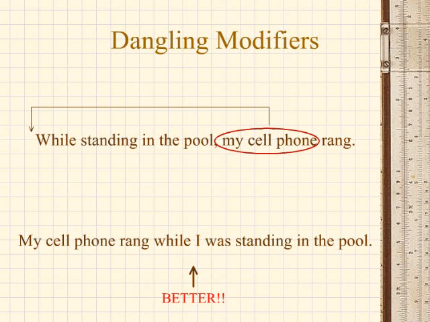2. Place the subject right after the opening word group. While I was standing in the pool, my cell phone rang. Do you see how much clearer the sentence became after I was added to it? You should always ask yourself who when you read a sentence that is confusing because of a dangling modifier. In the example above, after reading, While standing in the pool, my cell phone rang, you should ask yourself who was standing in the pool. In this case, it was pretty obvious that the speaker was standing in the pool and not the phone.